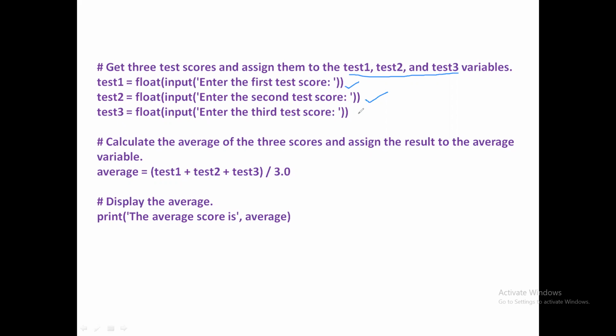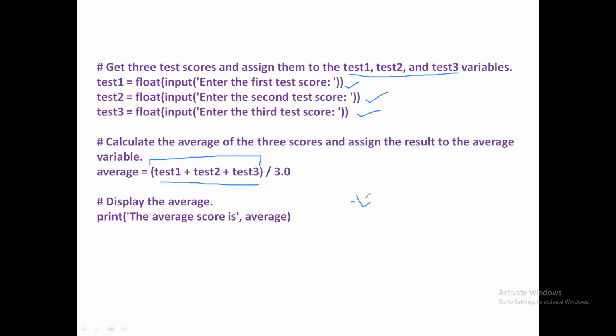And then test 3 is equal to float of input of enter the third test score. The user will see this message, enter the third test score. He will enter the marks of test 3, which will be stored into test 3. So once you have these 3 marks, you can evaluate the average by summing up the results here and then dividing it by 3. See, if you do not write this parenthesis over here, what will happen?